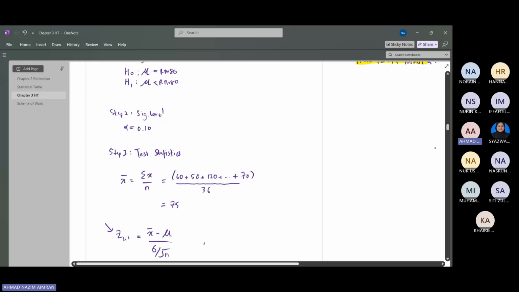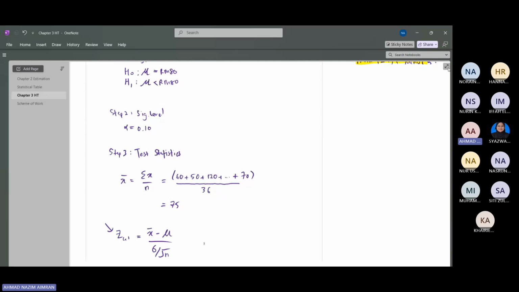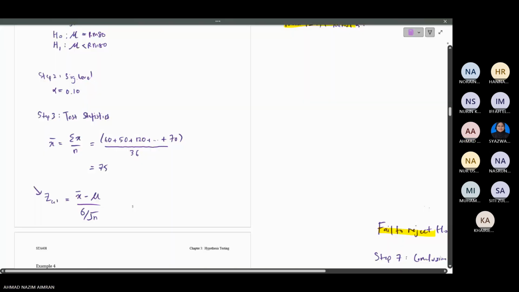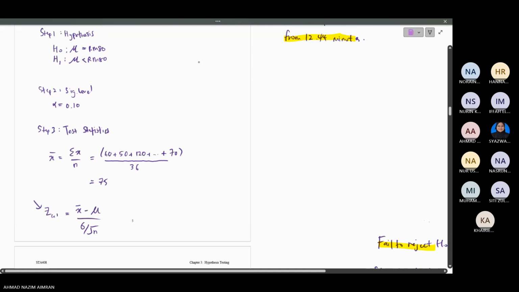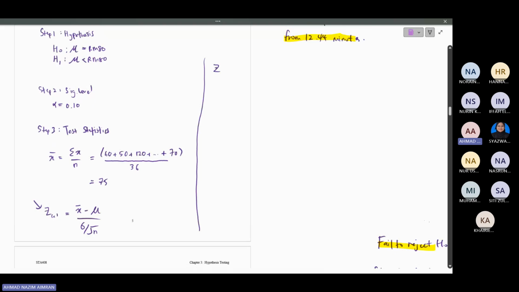Okay, so now we can proceed. Our Z calculated is equal to X bar, which is 75, minus 80. This is what we want to test, the mean that we want to test.